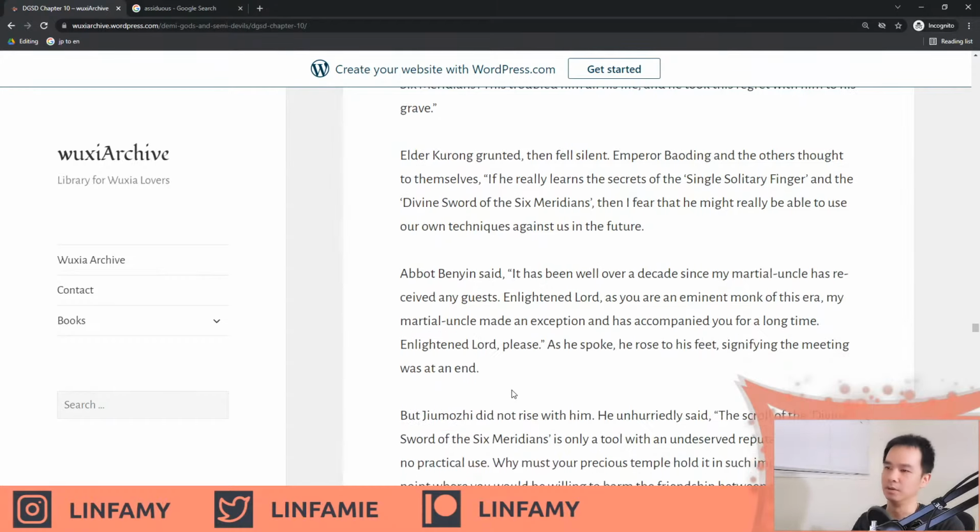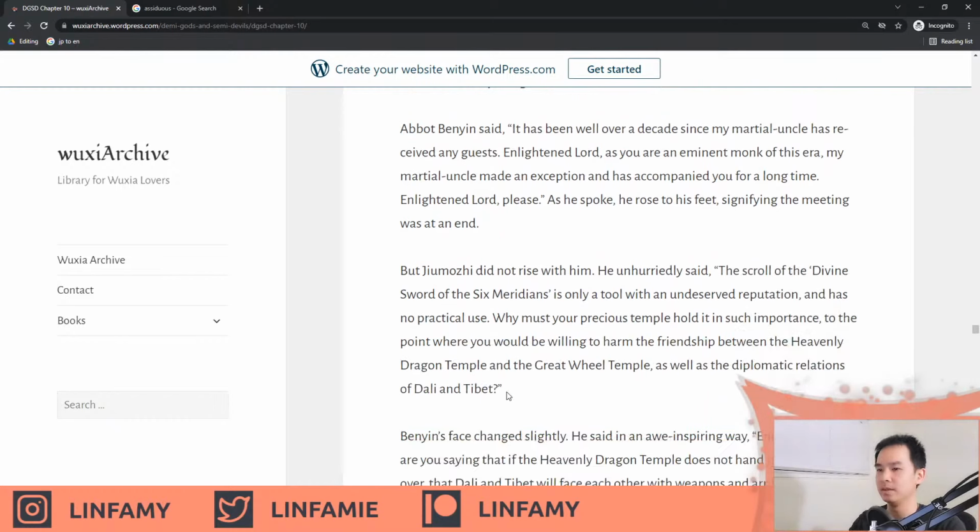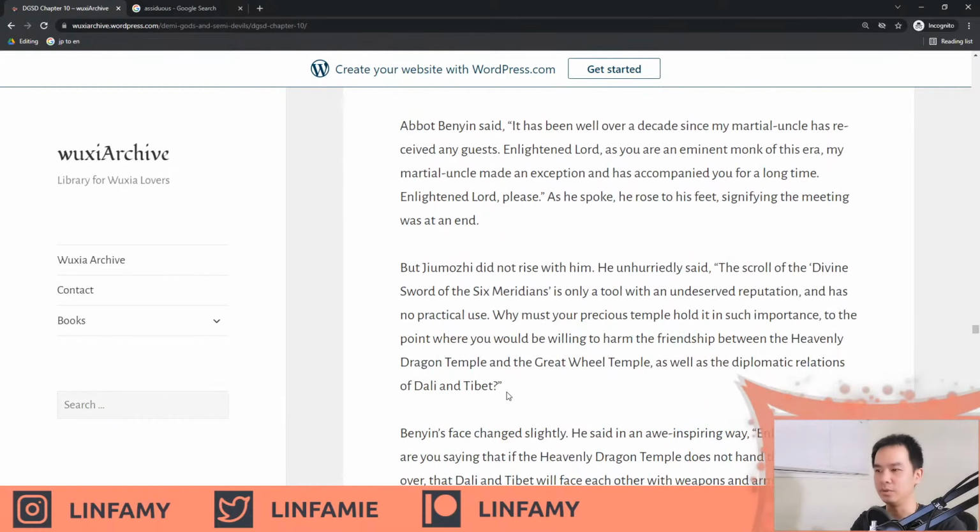Abbot Bunyin said, it has been well over a decade since my martial uncle has received any guests. Enlightened Lord, as you are an eminent monk of this era, my martial uncle made an exception and has accompanied you for a long time. Enlightened Lord, please. As he spoke, he rose to his feet, signifying the meeting was at an end. But Jiumozi did not rise with him.